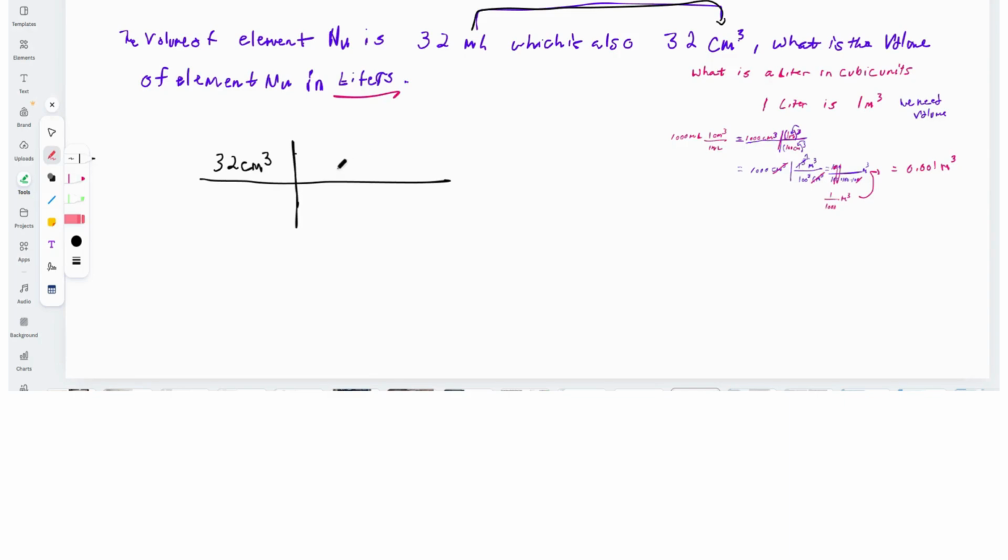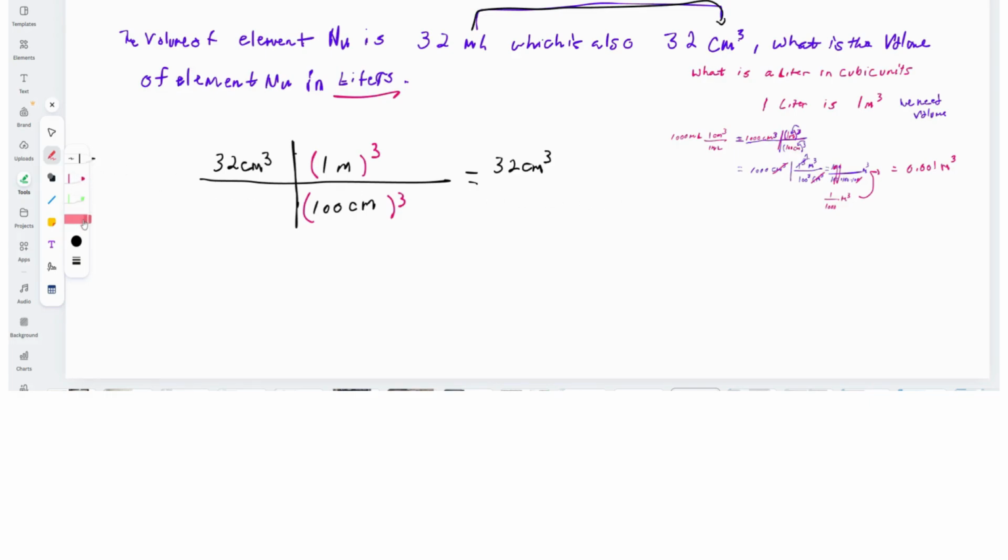Let's do this really easily. I know that there are 100 centimeters for every 1 meter, right? And then I know that I want cubic meters. So the way we approach this is we just simply do that. And that's the best way to do it, right? So then now you've got this 32 over 100 to the third power.